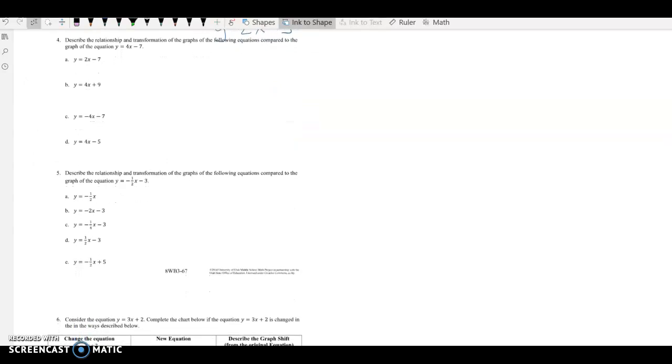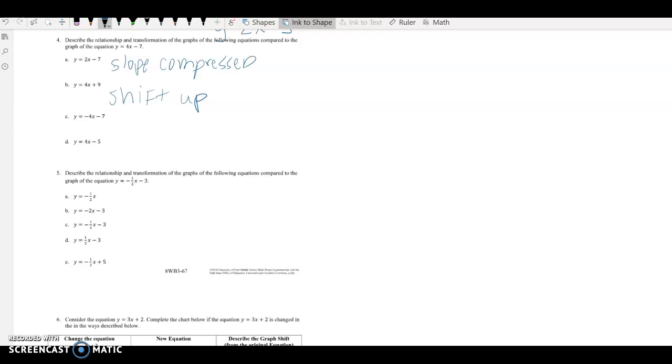Number 4 says describe the relationship and transformation of the graphs on the following equations compared to the graph of y equals 4x minus 7. So looking at this, my y-intercept's the same, my slope gets smaller. So this means my slope compressed. All right. B still has the 4x. The difference, though, is it went from -7 to 9. So that means my graph slope is the same, but it shifted up on my y-axis.